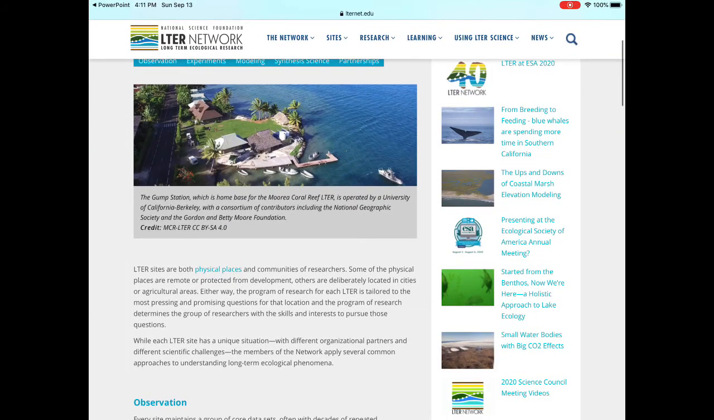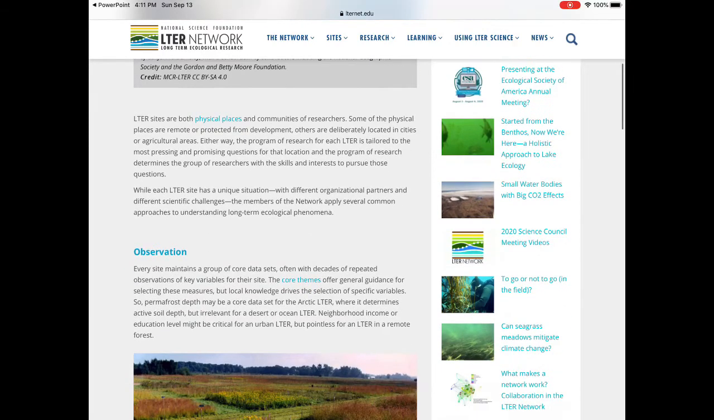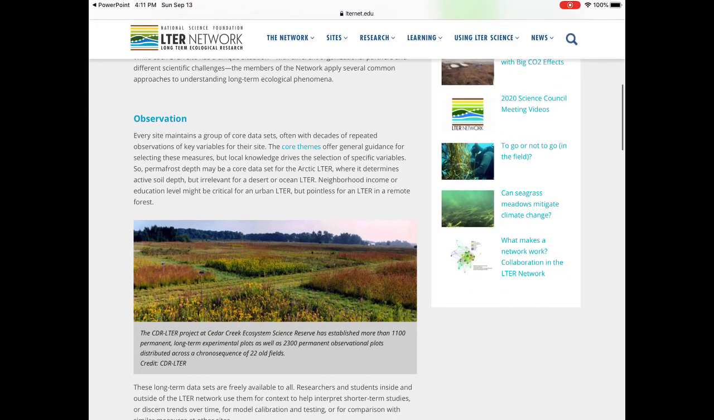All right, so if we look over here on the right-hand side, from breeding to feeding blue whales, ups and downs of coastal marsh evaluation, holistic approach to lake ecology, small water bodies with big carbon dioxide effects. So there's lots and lots of things. You can see here this picture in the middle. There's a research project in action right there, and if you read that caption, you'll see 1,100 permanent long-term experimental plots. That's a lot of experimental plots.